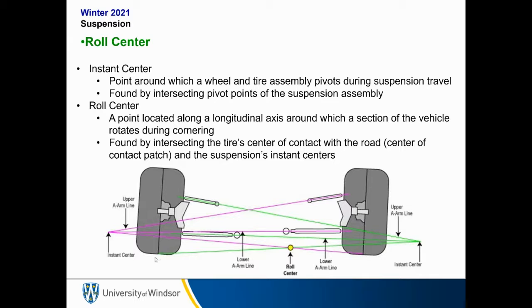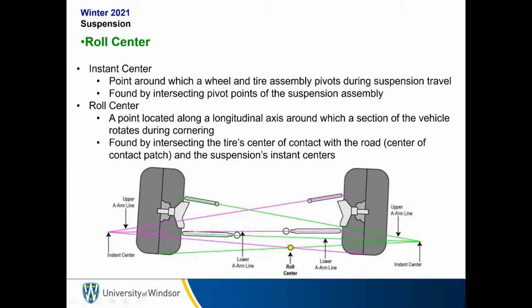So let's look at the left side first. We have the center of the contact patch with the tire, and we have this green line that then extends to the instant center. We then have another pink line starting at the center of the contact patch of the tire with the wheel. That is drawn to the instant center for the right tire. Where those two lower lines, the lines that extend from the contact patch to the instant center, intersect, that is the roll center.